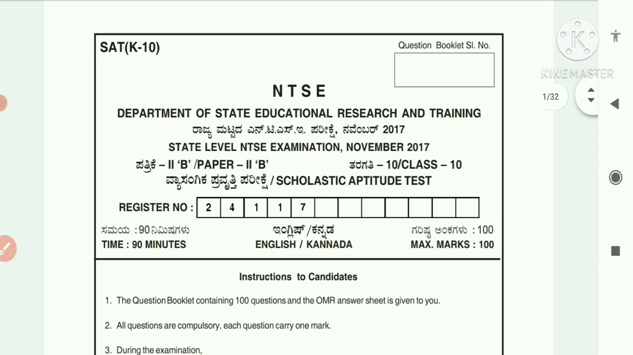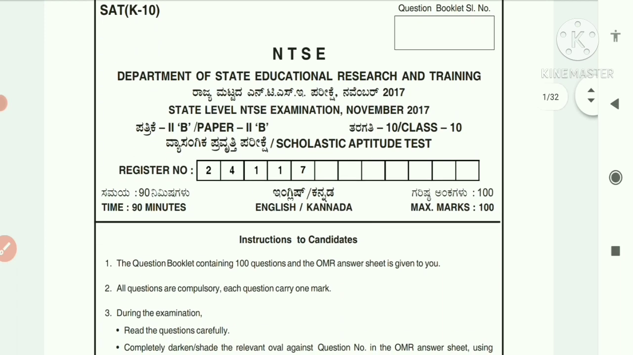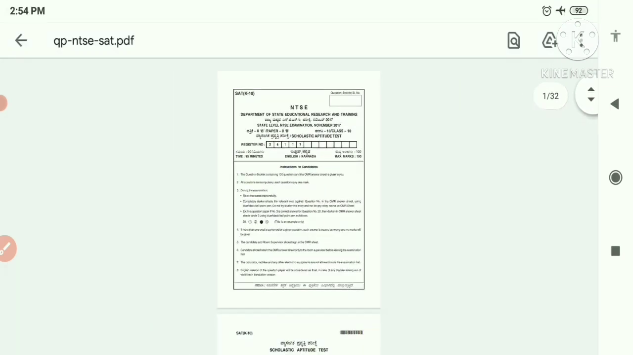So now we are discussing the NTC paper which was held in November 2017 for the Karnataka state students. This one is a scholastic aptitude test. So let's start with the first question.